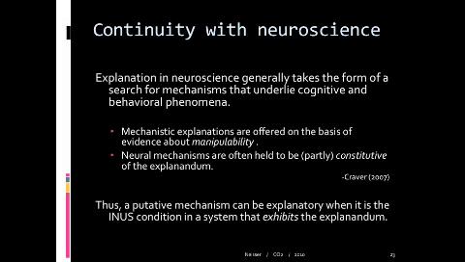Carl Craver has argued this in 2007, and several others, Bechtel. This is very much in tune with the idea that the INUS condition identifies causes in terms of their effectiveness. Further, Craver has argued that a neural mechanism offered in an explanation is often held to be partly constitutive of its explanandum. This means that a putative causal mechanism can be explanatory when it is the INUS condition in a system that exhibits the explanandum. The explanandum itself can be a phenomenon observed at another level.